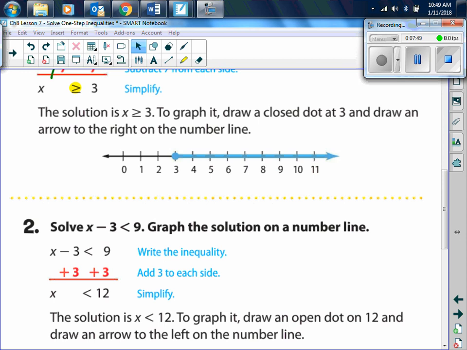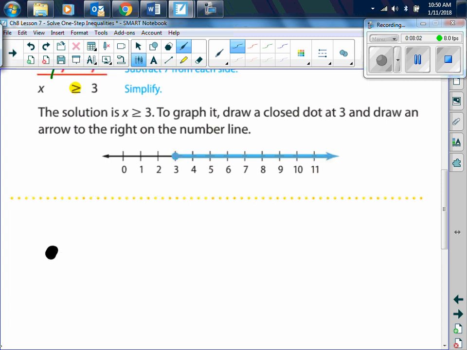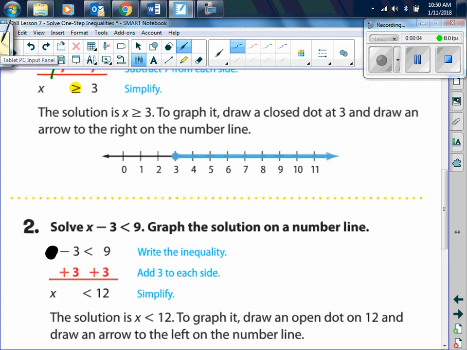So, for example 2, we want to solve and graph x minus 3 is less than 9. Once again, we're going to use our cover-up. We're going to cover up the x. And what does that mean we need to get rid of? The minus 3. So in order to get rid of the subtract 3, we want to add 3. Very good. So we're going to add 3 on both sides. Those 3's will cancel, and we end up with x is less than 12.